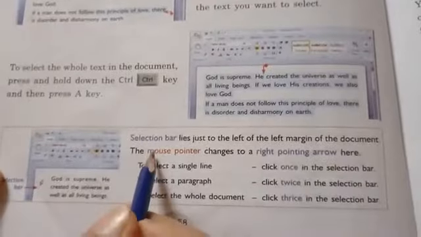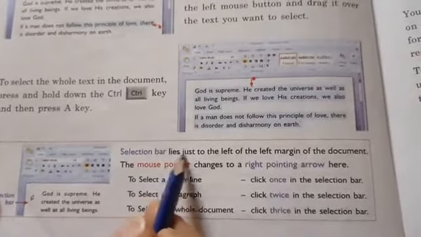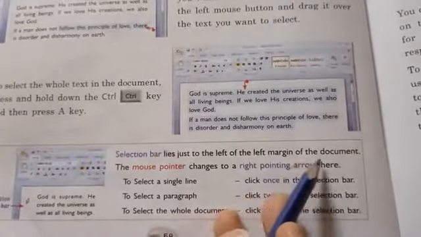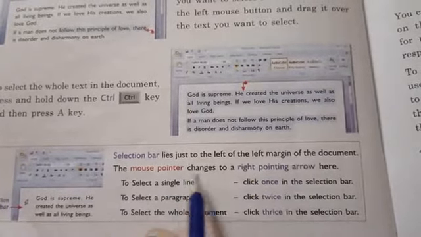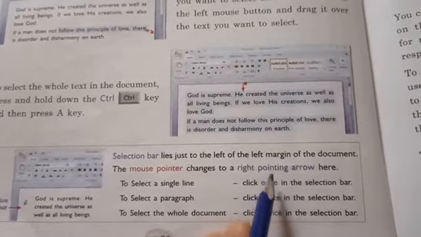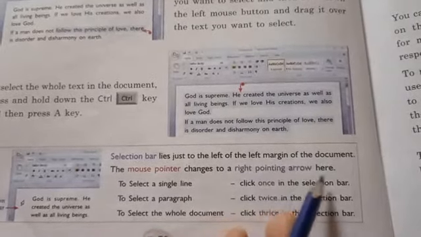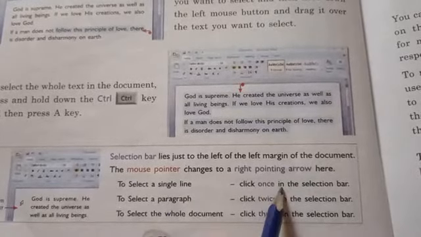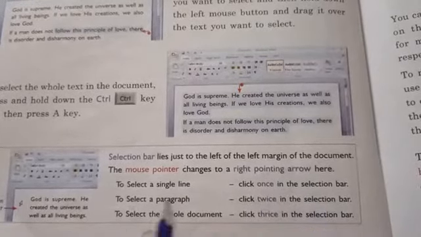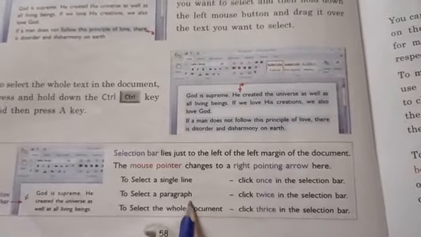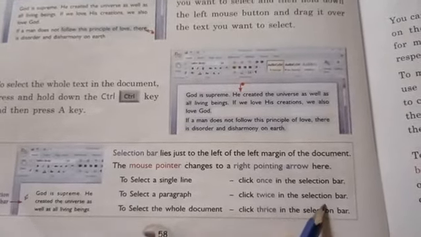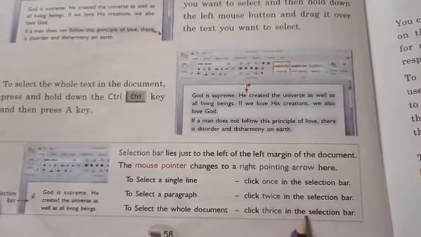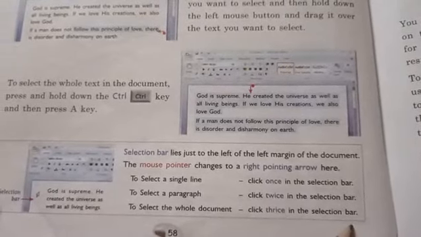Students, you can see the selection bar lies just to the left of the left margin of the document. The mouse pointer changes to a right pointing arrow here. To select a single line, click once in the selection bar. To select a paragraph, click twice in the selection bar. To select the whole document, click thrice in the selection bar.